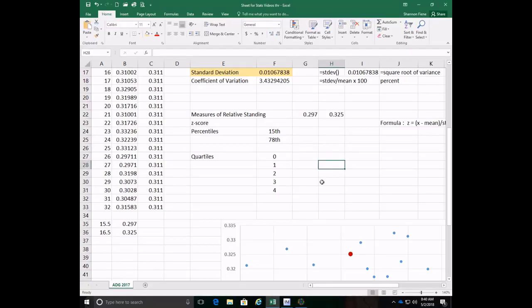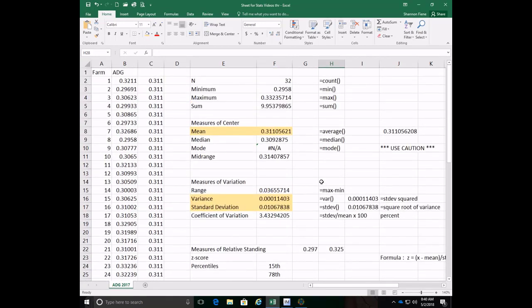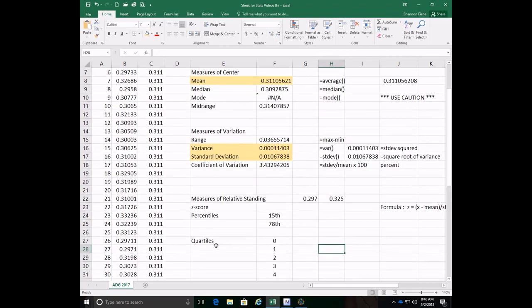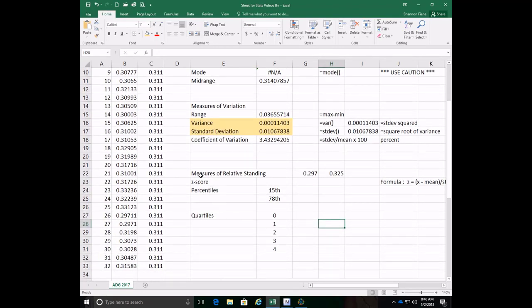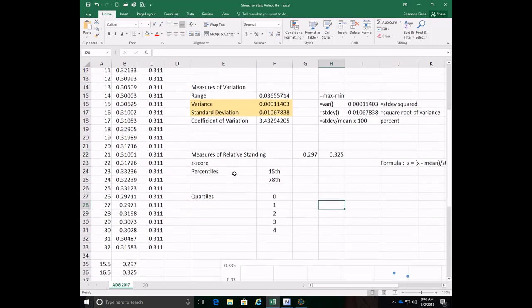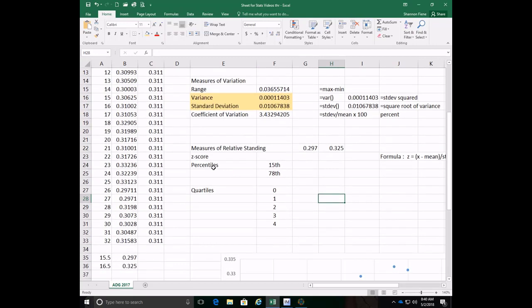In our last videos, we've been talking about descriptive statistics. We've talked about measures of center, measures of variation, and in this video, we're going to talk about measures of relative standing. Now, there's three calculations that we do for determining measure of relative standing: z-score, percentiles, quartiles.